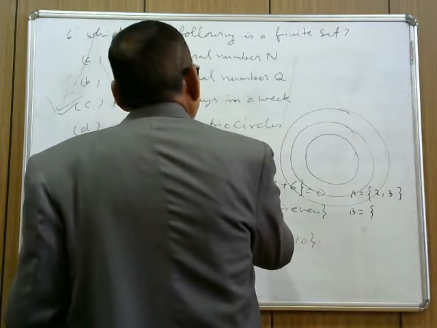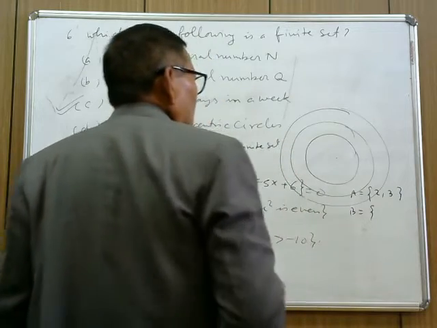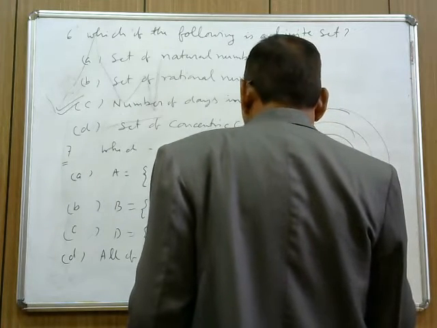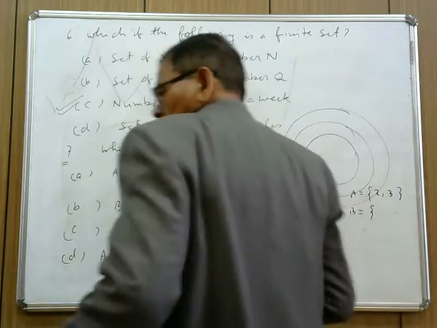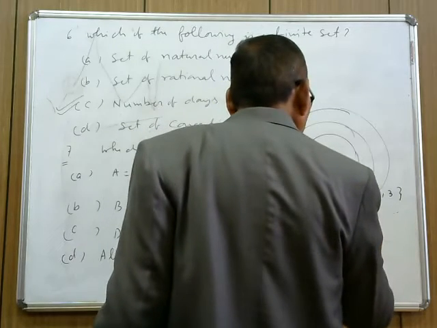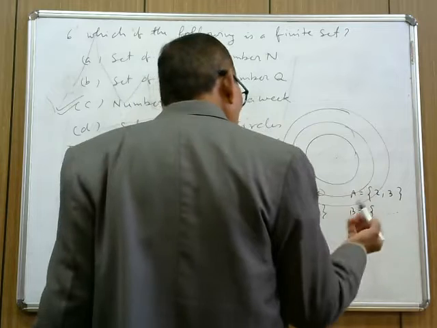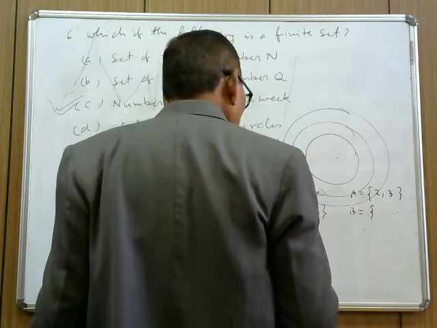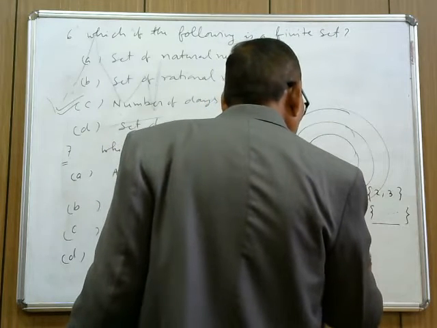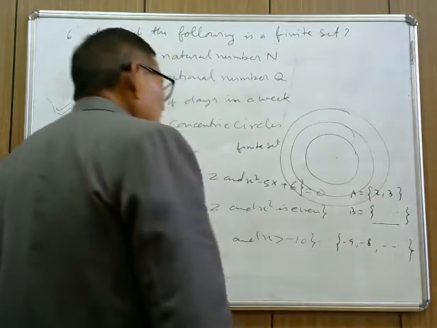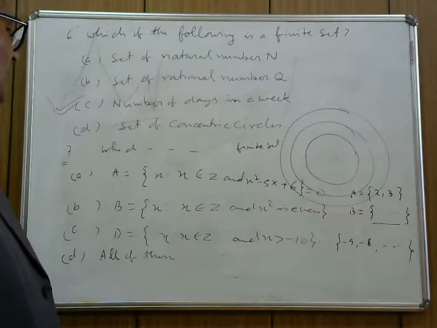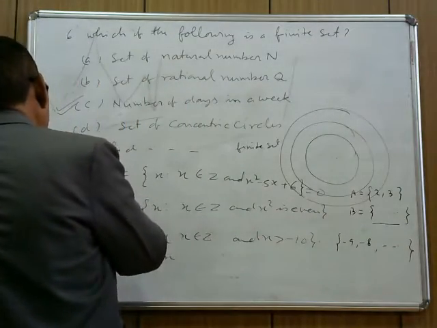Which of the following is an infinite set? Here, greater than minus 10 is also infinite. We are talking about which of the following is a finite set. So this is infinite because there are infinite integers whose square is even, like -2, -4, -6, 2, 4, 6, and so on. So it has infinite elements. And here -9, -8, and so on is also infinite. So which one is right? All of these is also not the correct answer. This question is very confusing. So there is only one example, that is A. This is an example of a finite set.